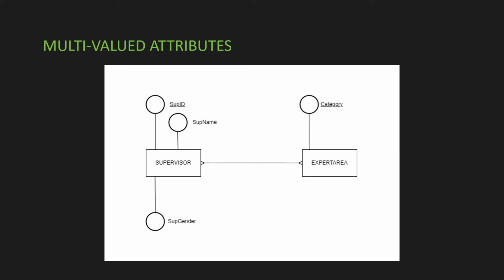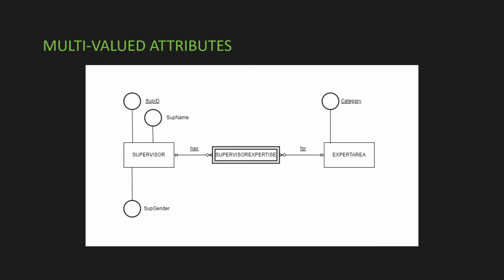So we can expand this ERD and it will become 3 entities. There are 3 entities called supervisor, supervisor expertise, and expert area. Expert area becomes another new entity. In this case, this expert area entity is called a characteristic entity and it has only one key attribute. We use that characteristic entity as a foreign key constraint for our supervisor expertise table. And a new weak entity has been generated between supervisor and expert area, known as supervisor expertise.